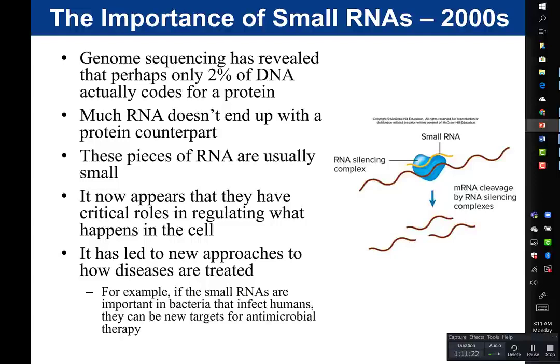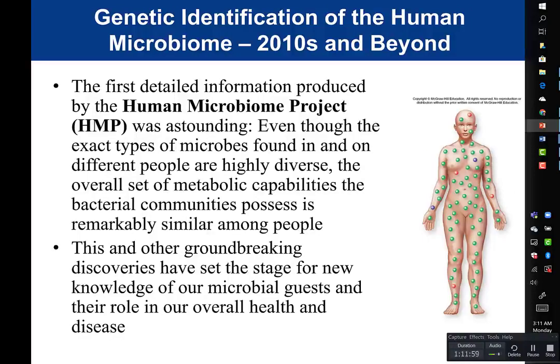For example, if small RNAs are important in bacteria that infect humans, they could be new targets for antimicrobial therapies. These small RNAs, what we call small interfering RNAs, which are siRNAs, or miRNAs, which stands for microRNAs, if we have those small RNAs that target a particular bacterial sequence, that could be used to help treat diseases. And then we have the Microbiome Project.